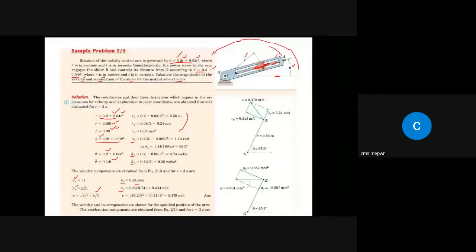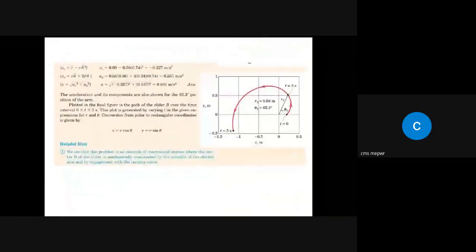What about acceleration? Write down the acceleration equation. It requires r double dot and r theta dot. Do we have all these things? Yes, sir. What about a theta? It requires r theta double dot and r dot theta dot. Do we have these? Yes, sir. So find these, and if we have these two components, can we find the magnitude of acceleration? Yes, sir.